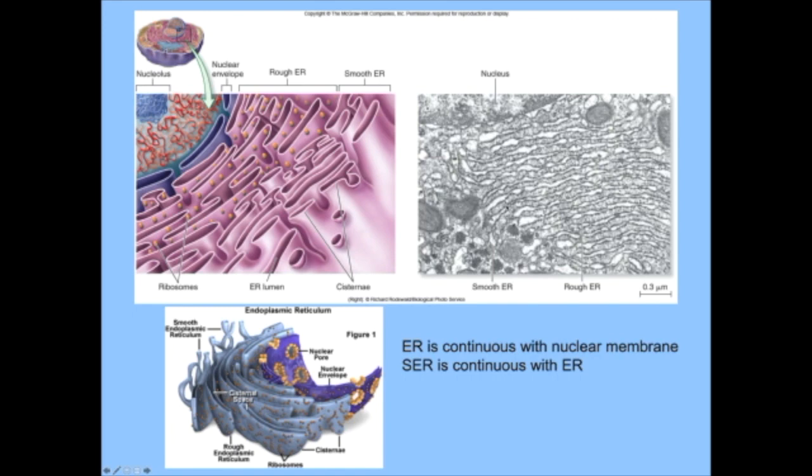So that concludes part 2 of chapter 4, and in part 3, we'll talk about the remaining organelles and some differences between plant and animal cells.